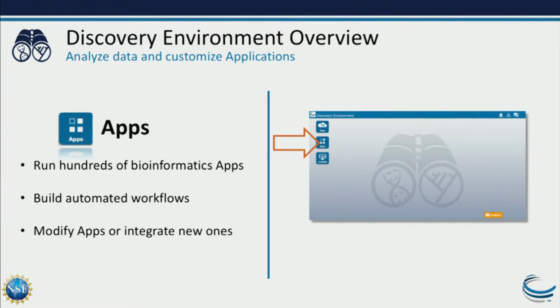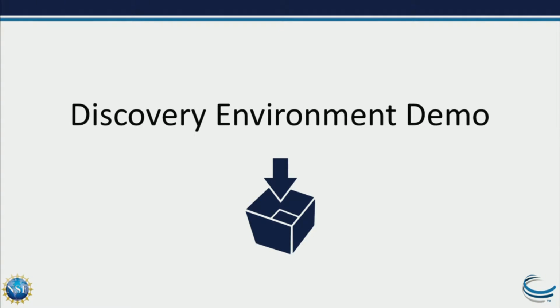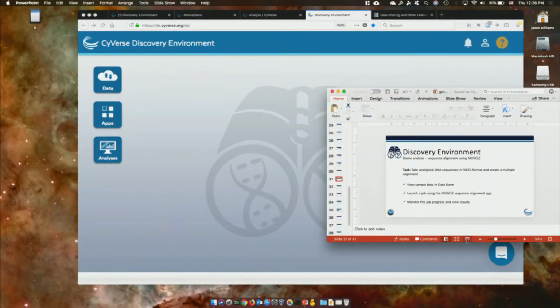Now we're going to turn to apps, where you can see a collection of the applications that are available. We're not going to have time to build a workflow, but there are tools there for that, or to modify apps. Again, we won't have time for that, but it exists. Analyses is where we can monitor the status of a job, find results, cancel or relaunch jobs, and also get a detailed job history. So we're going to do a demo here again, and in this demo we're just going to take some unaligned DNA sequences in FASTA format and create a multiple sequence alignment. So fairly simple analysis, but it gets you using the discovery environment.